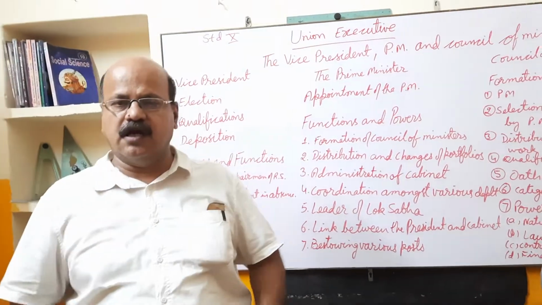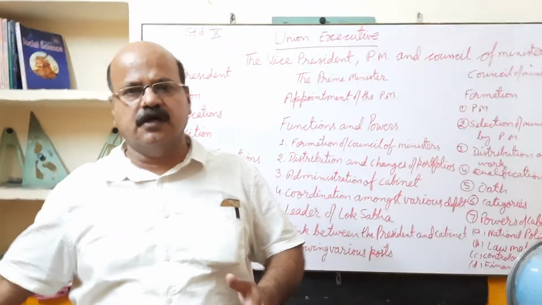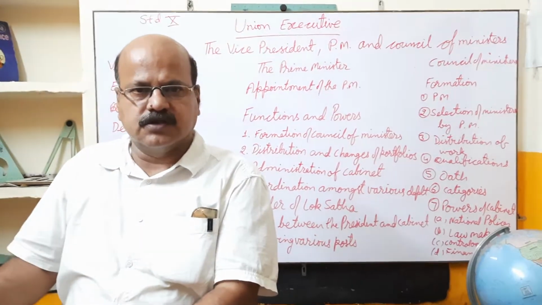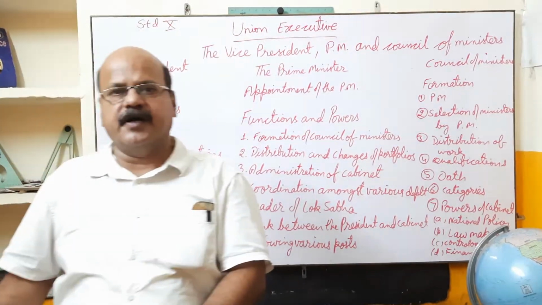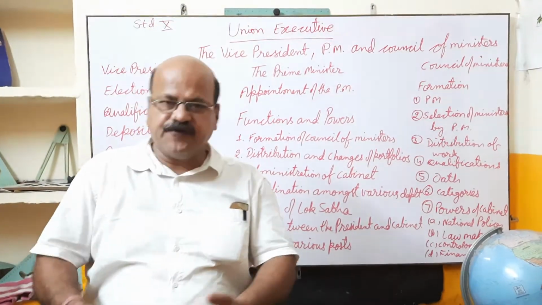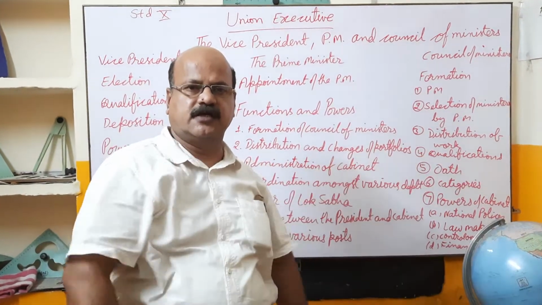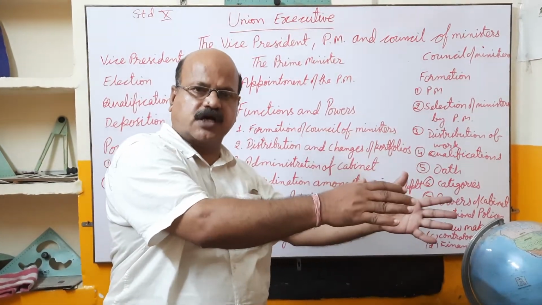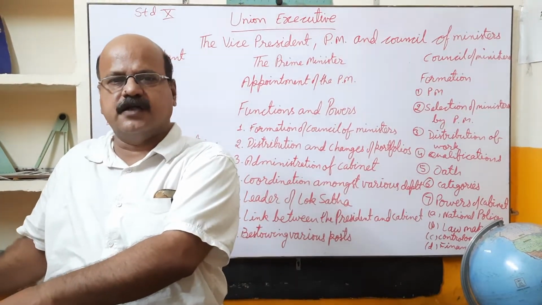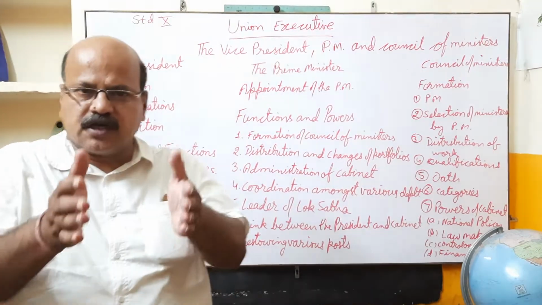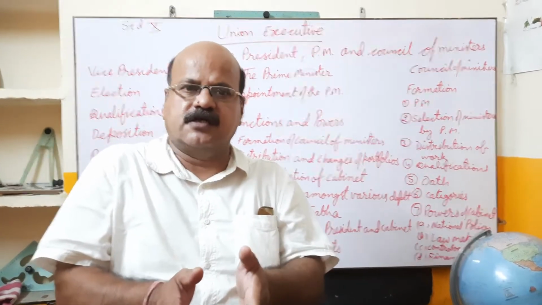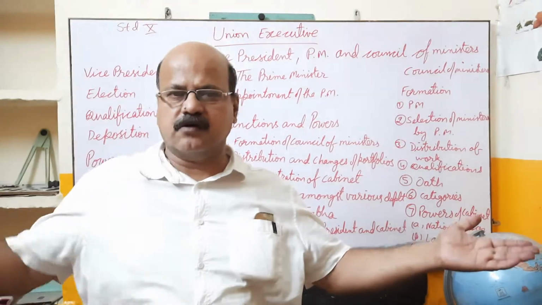Link between the President and Cabinet. The Prime Minister is the link between the Council of Ministers and the President. Whatever policies and laws are to be formed are decided by the Cabinet or Council of Ministers, and are briefed by the Prime Minister to the President, and whatever suggestions are given by the President are given to the Council of Ministers by the Prime Minister. So the Prime Minister acts as the bridge between the President and the Council of Ministers.